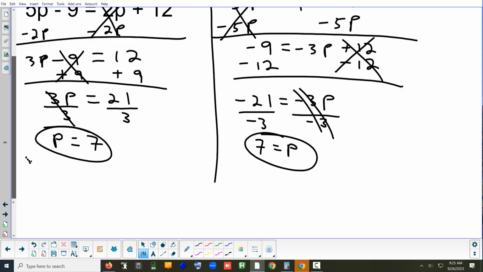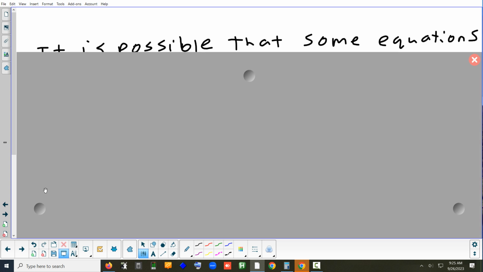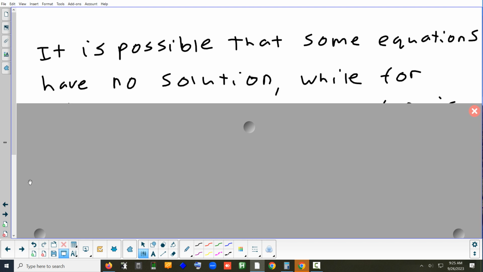All right, so what can happen when we have variables on both sides? Well, it's possible that when you go to solve an equation with variable on both sides, that some equations have, and then in the blank line, you want to fill in no solution. That means when you try to solve the problem, you realize you can't do it, that there's no solution to the problem. And we're going to see what happens in that situation.